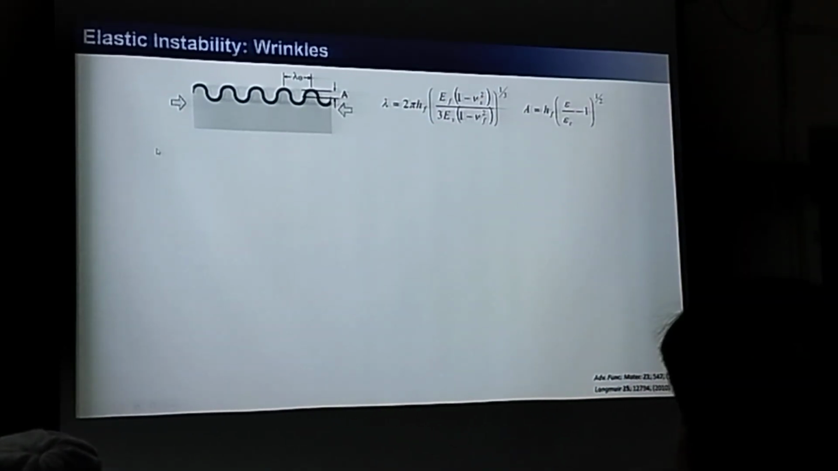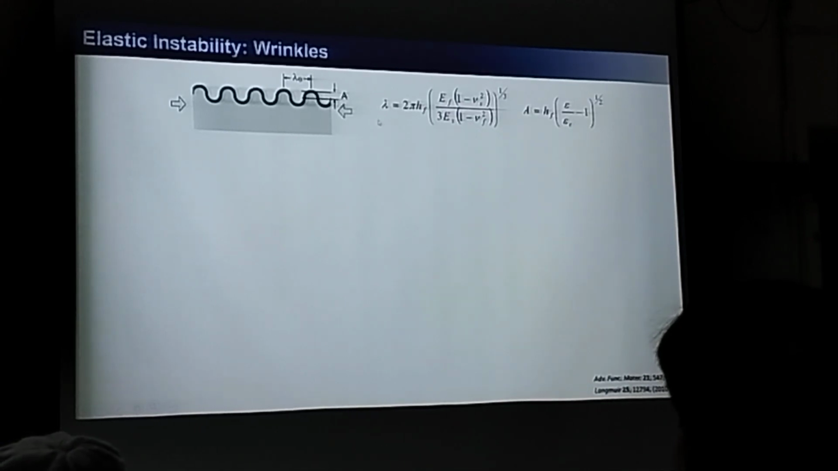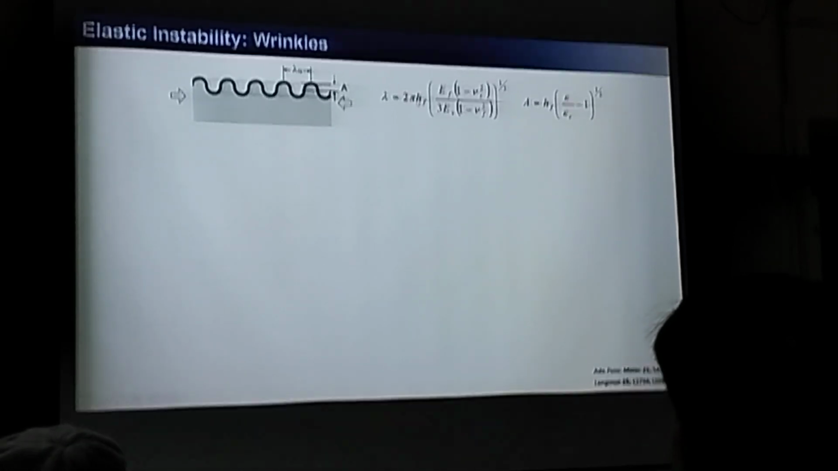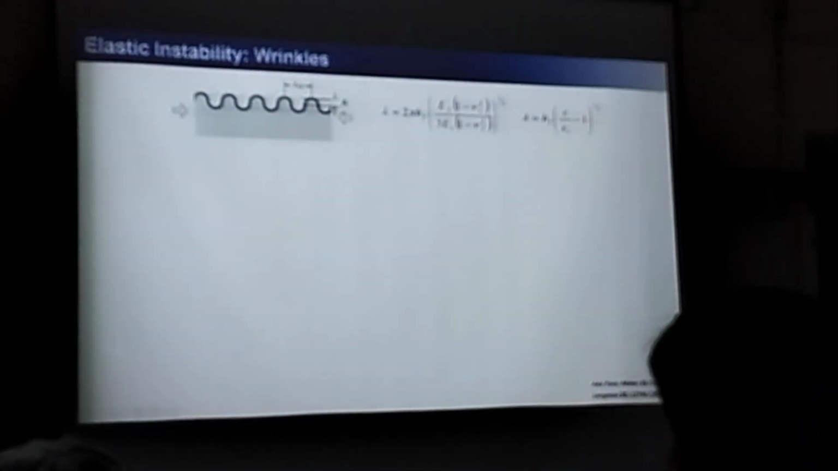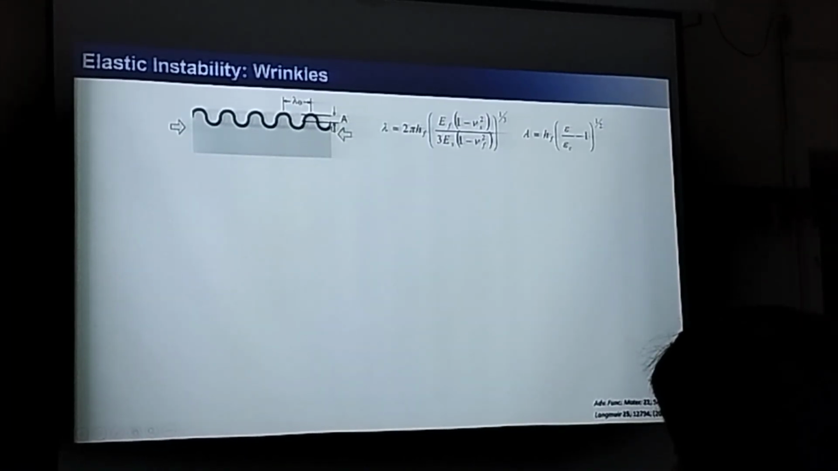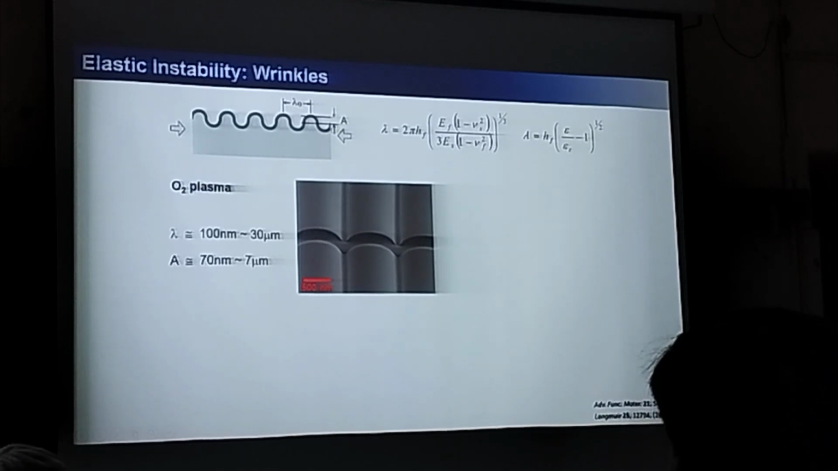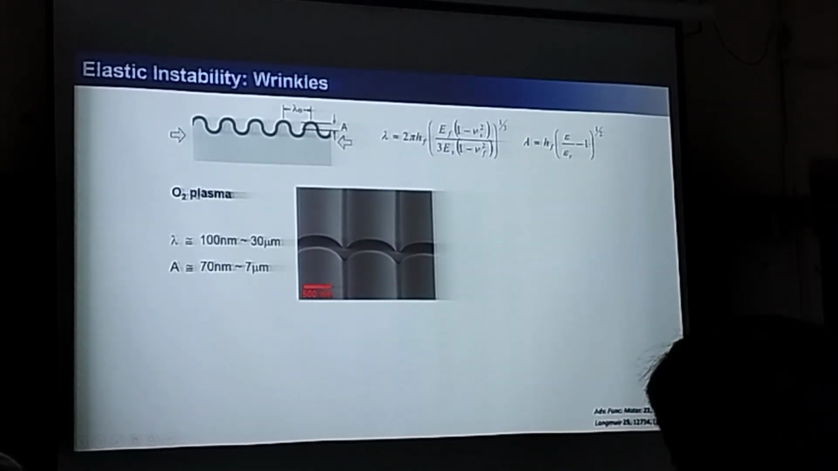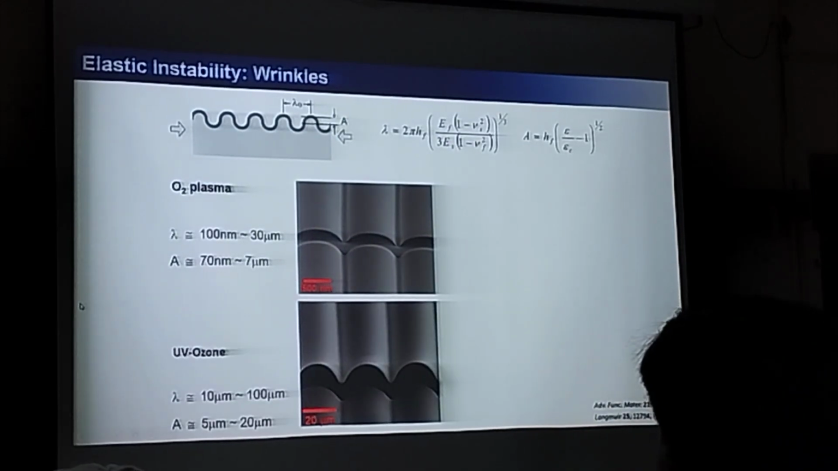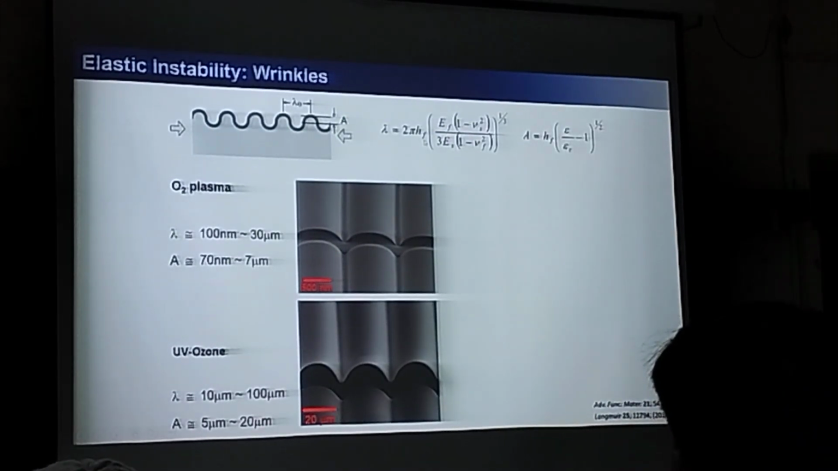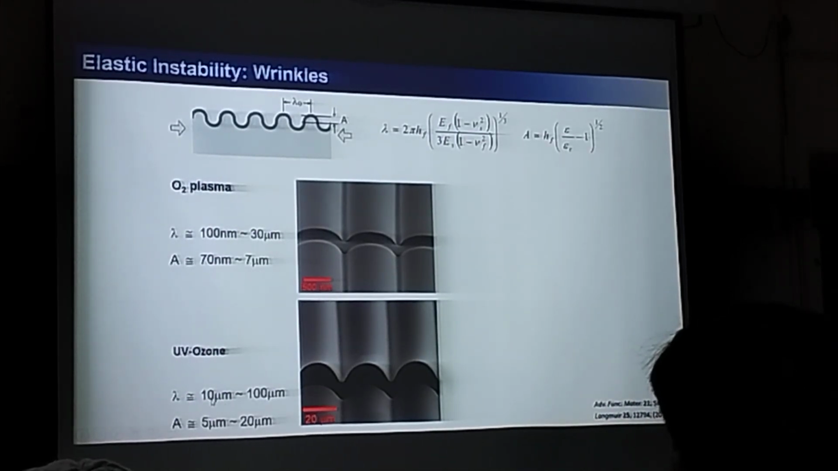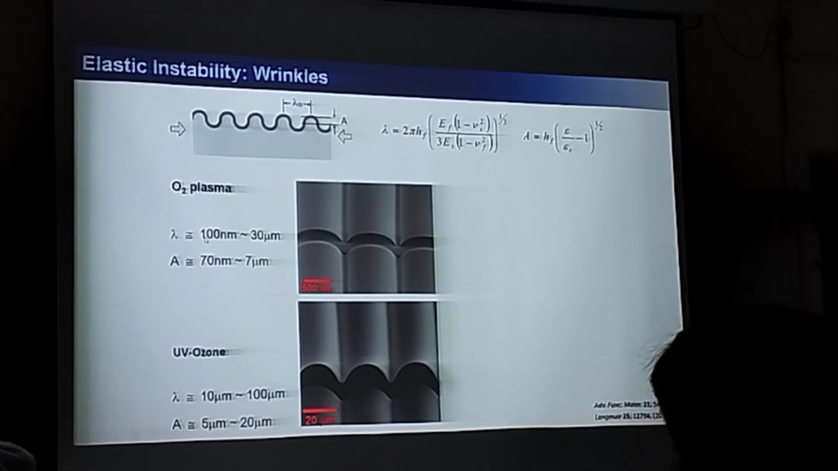So these are the governing equations. After solving these beam equations with the two-layer model, we get the wavelength, which depends on EF and ES, the Poisson's ratio, and the thickness of the film which we get after the oxidation. Similarly, there is the corresponding amplitude of these wrinkles. So this is lambda and this is A. And these are the SEM images. We are using two techniques for the oxidation, oxygen plasma and also ozone. Depending on the properties of hF and EF, we get the wrinkle wavelength all the way from tens and hundreds of microns down to hundreds of nanometers.